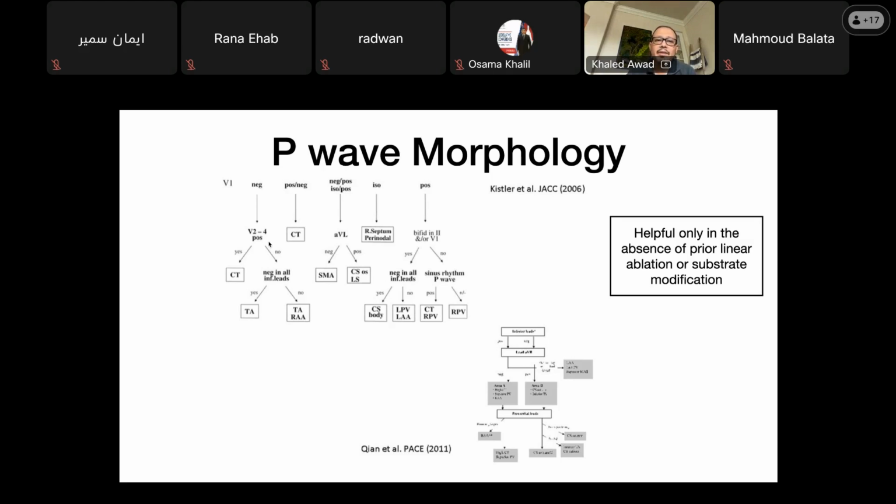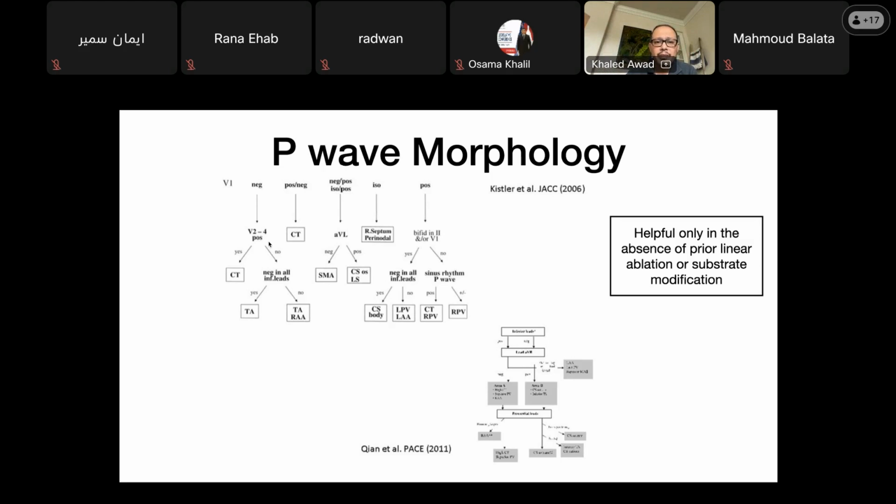Now, if you have a negative, positive, isoelectric, positive look in V1, and you see AVL being very negative, that usually points to something coming from the left atrium, and that is usually the superior mitral annulus. If AVL is positive, it could be coming from the ostium of the coronary sinus.